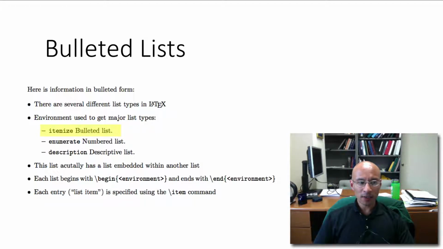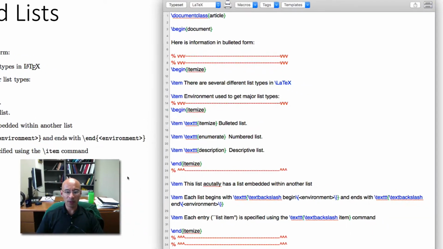You'll also note that there's a list that's embedded in a larger list. Finally, I list the fact that we use the begin and end environment to begin and end the list, and to get an individual bulleted item, we use the item command. So let's look at the source code for this.